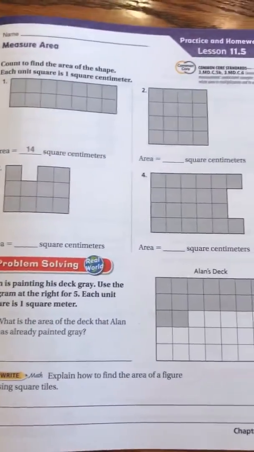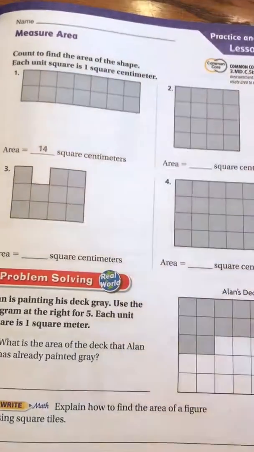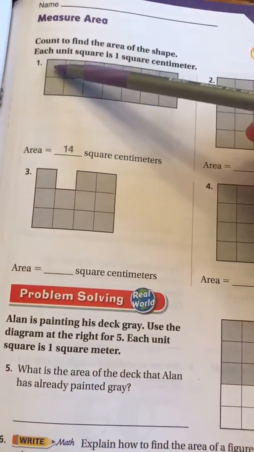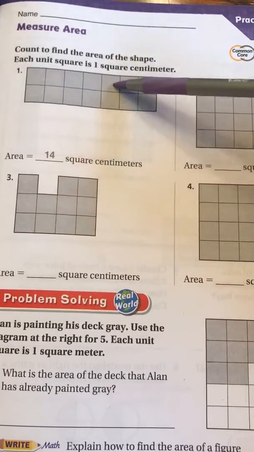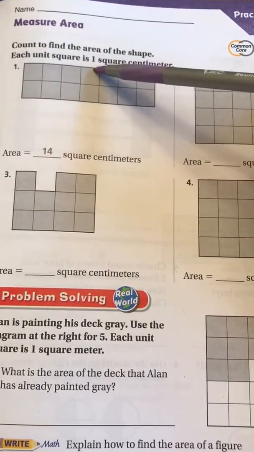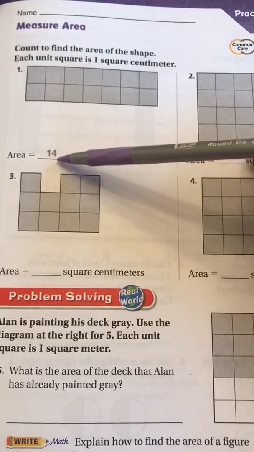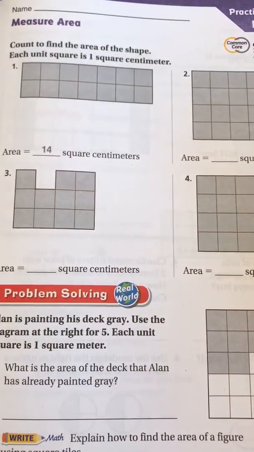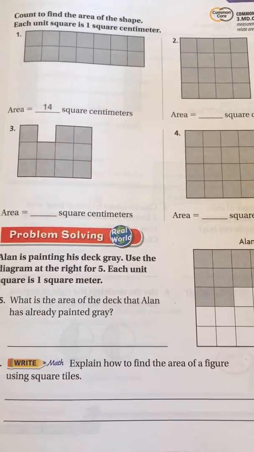Okay, so you're going to do the same thing on homework. I'm going to flip the camera back around here. And you are just counting your squares. So for this one, 1, 2, 3, 4, 5, 6, 7, 8, 9, 10, 11, 12, 13, 14. And it tells you right here we're measuring in square centimeters. So the area for figure 1 is 14 square centimeters. Okay, so you're going to just do that for the rest of them.